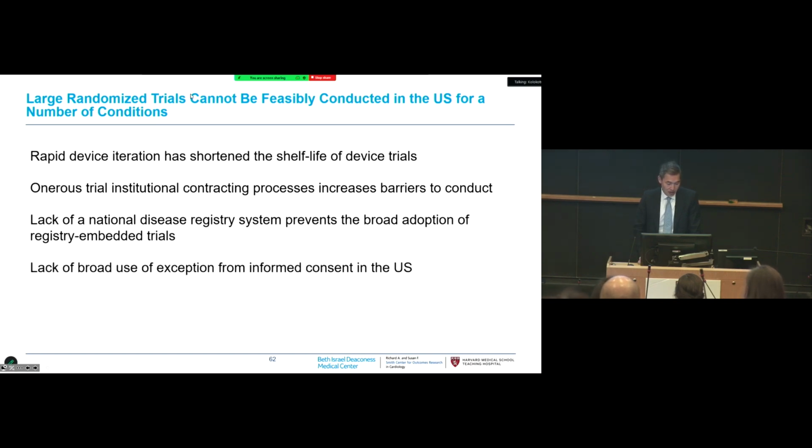And as Dan mentioned, we have a lack of a broad use of exception from informed consent. We have the opposite of exception from informed consent in the US. We have every single site's IRB making a separate decision on whether or not this trial and the particular language in the informed consent is adequate. And that also greatly slows our ability to conduct trials, and in many cases prevents it.